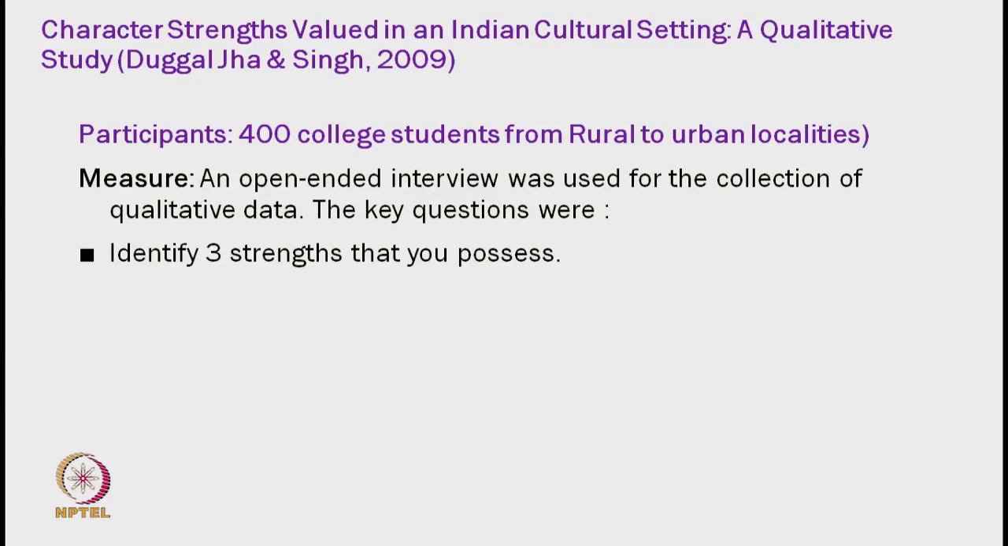After knowing these 24 character strengths defined by Peterson and Seligman, let us take one study from India so that you can understand how these statements or phrases of character strengths may be different in different cultures. For this understanding, I have taken help of one of our studies, character strengths valued in an Indian cultural setting, a qualitative study which was conducted by me and my student in 2009.